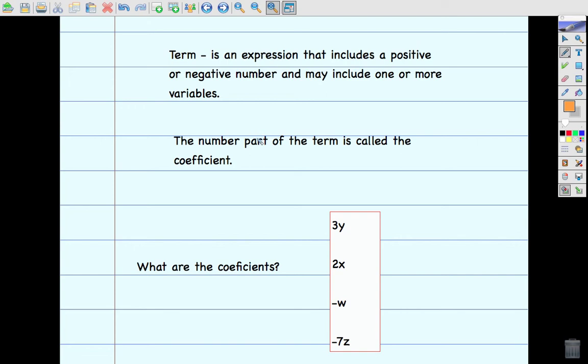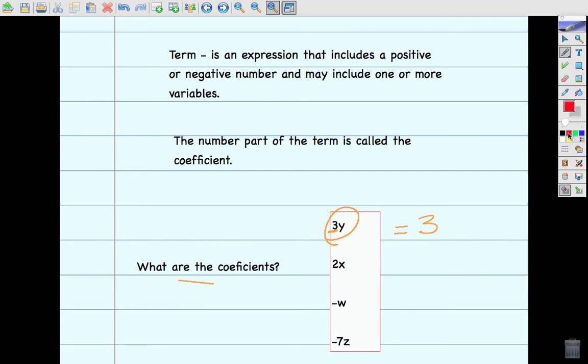The next part of this lesson is simplifying and collecting like terms. A term is an expression that includes a positive or negative number and may include one or more variables. So this 3y here would be a term, and the number part of the term is called the coefficient. This may be review, so if you feel like you understand this, you may skip forward a little bit on the video. But if not, the 3 is our coefficient, so it's asking us what are the coefficients.